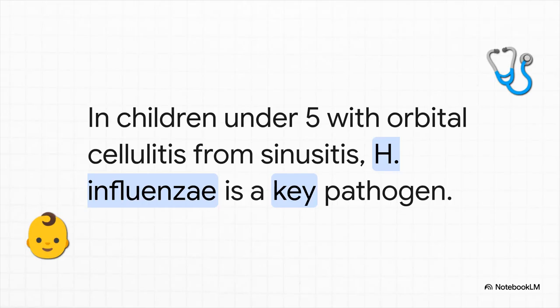And of course, we always have to adjust for age. Kids are not just little adults. Specifically, in children under 5 who have orbital cellulitis that spread from the sinuses, you absolutely have to consider Haemophilus influenzae. It's a huge player in that age group. So whatever antibiotic you choose, it has to provide robust coverage for H. flu. That's a critical difference from how you'd manage an adult with the exact same clinical picture.